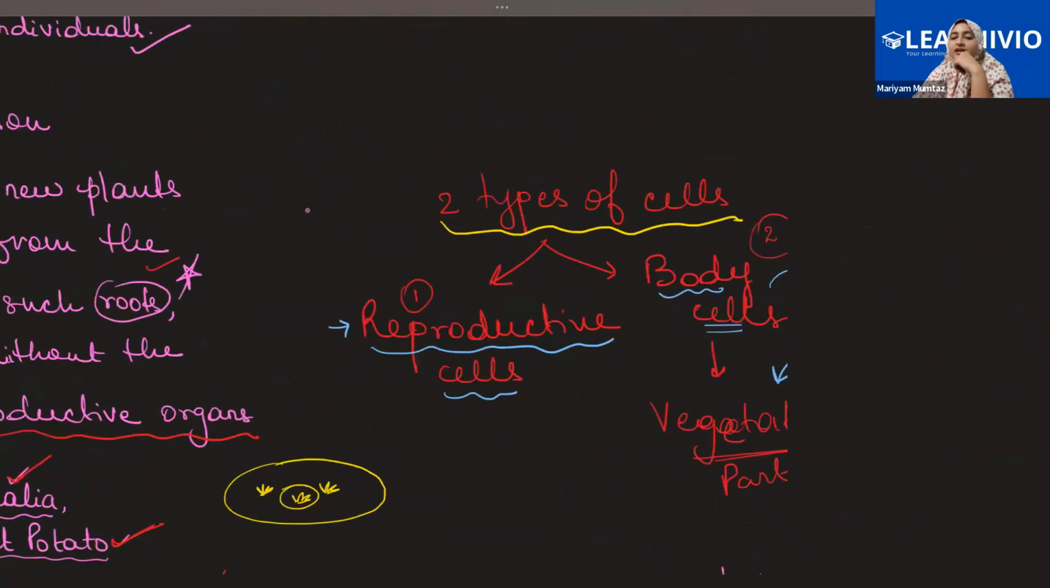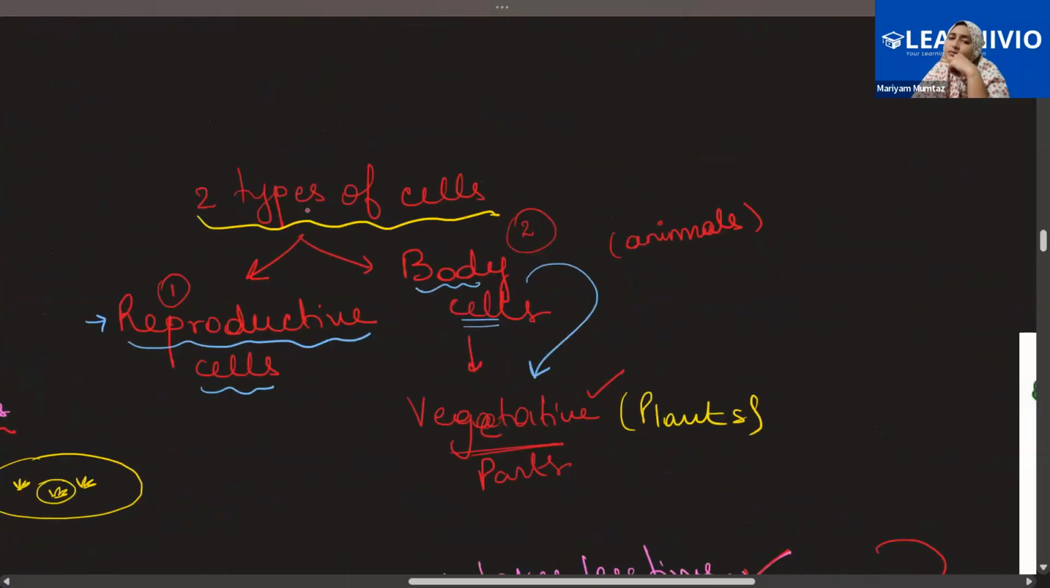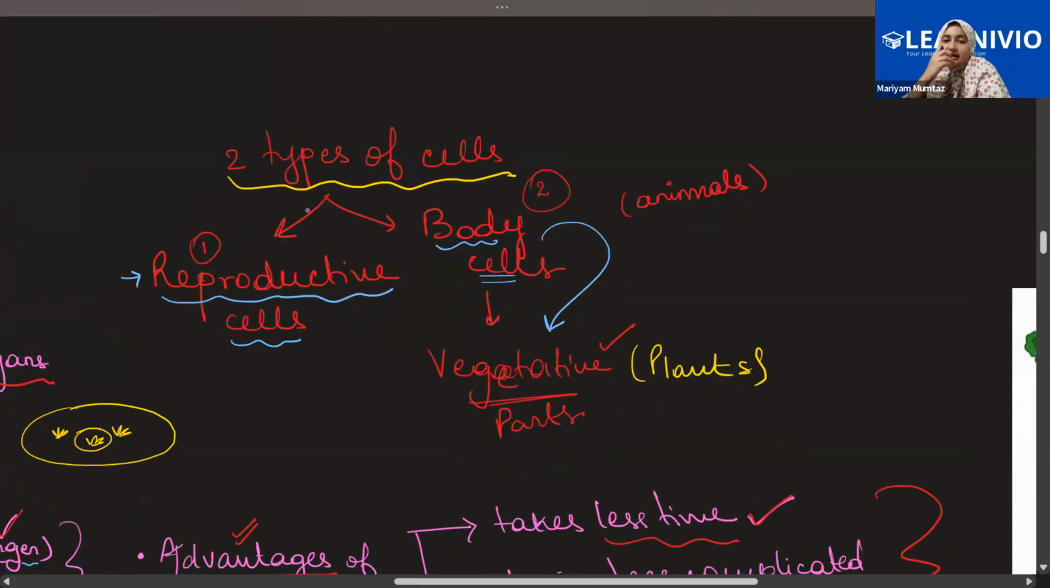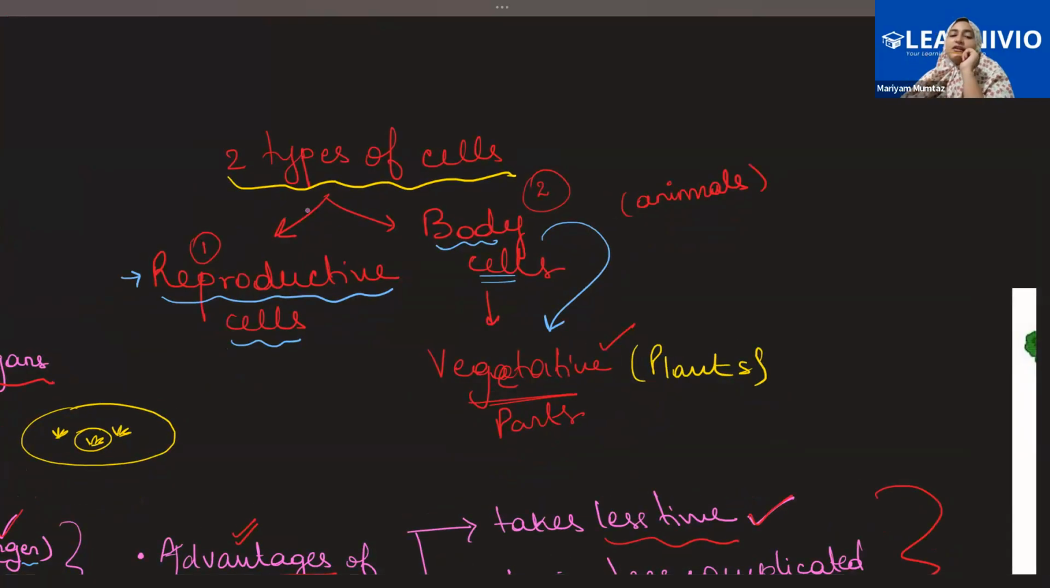Now, like I told you, in animals, plants, or organisms in general, there are two types of cells. The first kind are known as reproductive cells, meaning, like the name suggests, they take part directly in the reproduction process. Then come the body cells, also called vegetative cells in the case of plants. These cells or parts do not take part in reproduction.